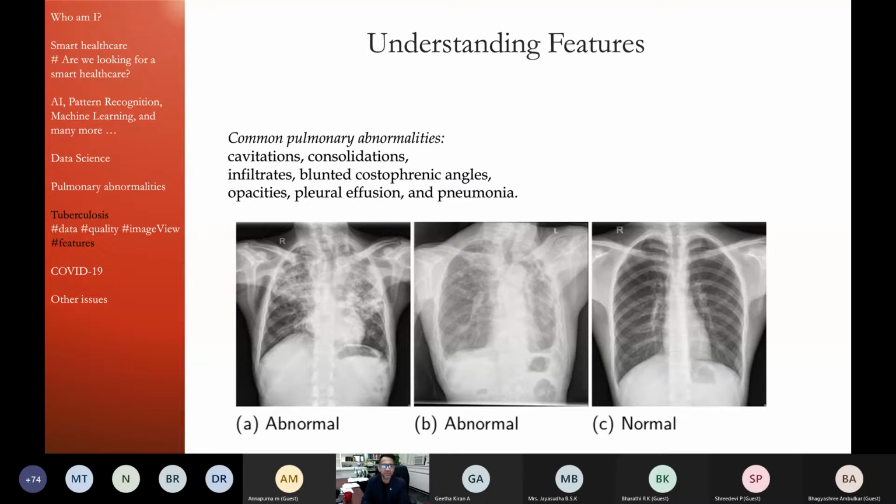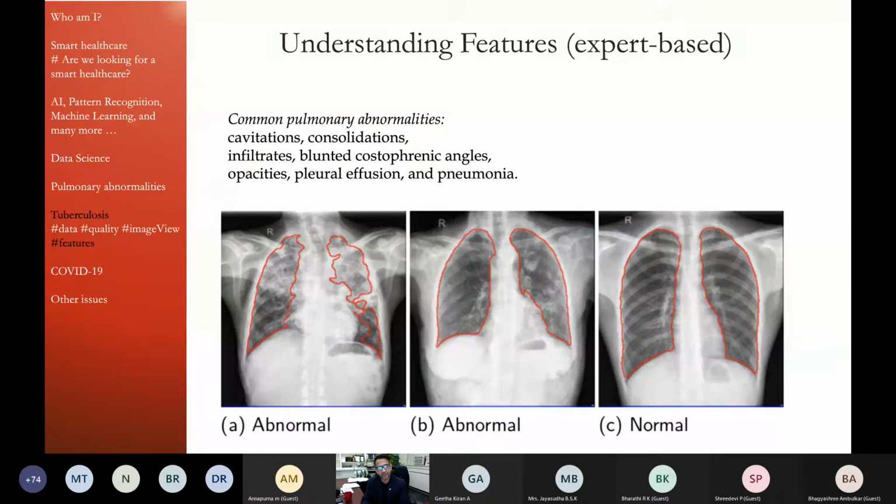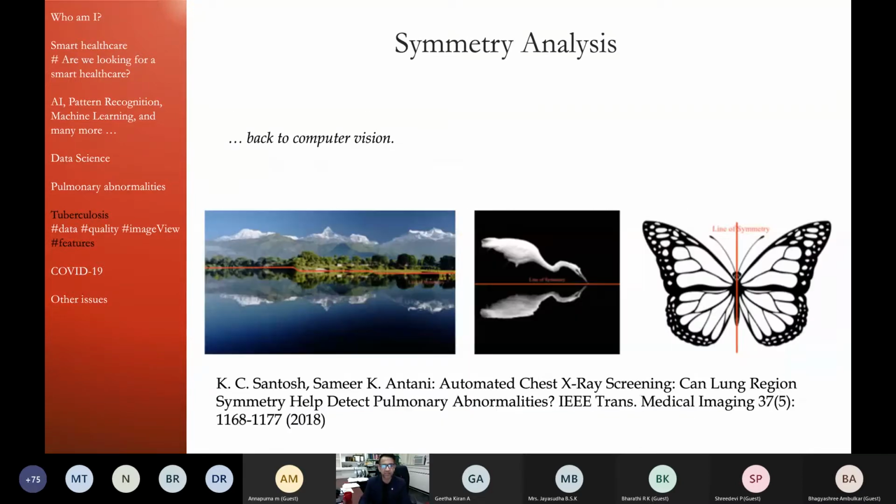We basically don't care about those problems because we're computer scientists, as I mentioned over and over. To understand the features, you just get the lung segmentation done, which is fully automated. We did that in our research lab, fully automated. These nice red segmentations are all fully automated. And I understand something out of here. It's all about symmetry analysis, right?